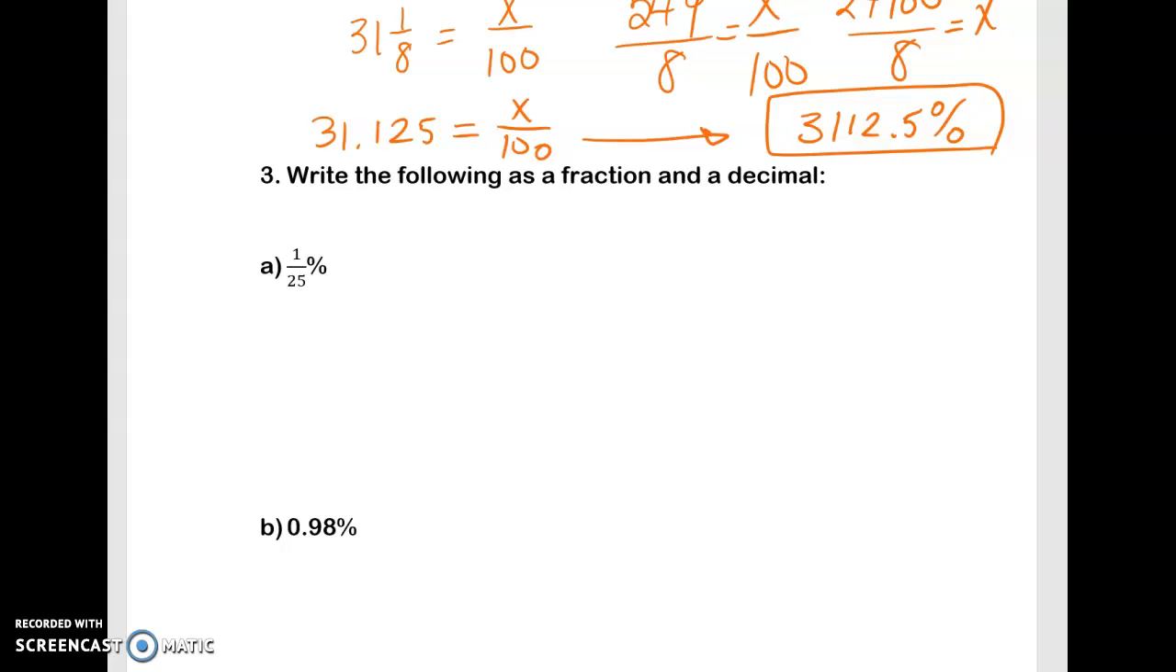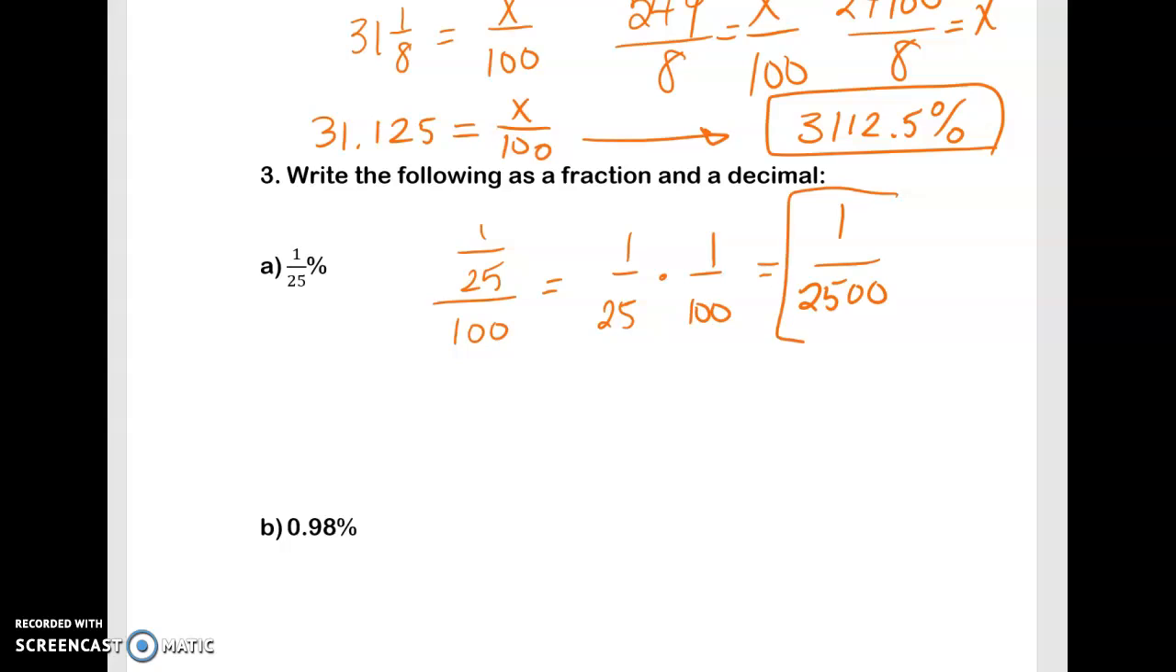So 1 over 25% is really 1/25 over 100, or divided by 100, which is really 1/25 times 1 over 100, which is a very small number, 1 over 2,500. That's my fraction. So I've written it as a fraction. In order to get the decimal, I can just do 1 divided by 2,500, plug it into a calculator. You get 0.0004. That would be my equivalent decimal.